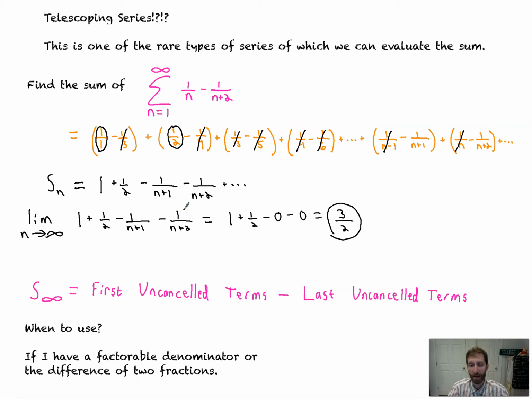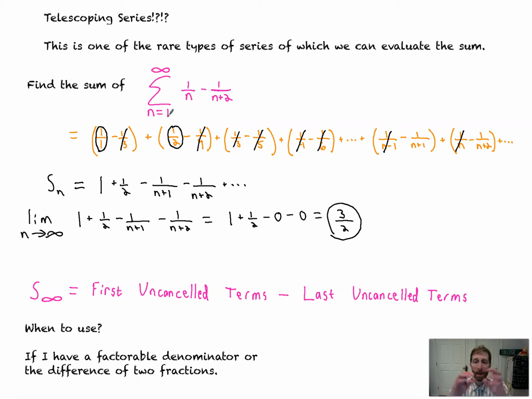It balances out like that. And then you take the limit as n goes to infinity, like we showed there, and we got our answer. It's not that bad. So when do you use this? If you have a factorable denominator or the difference of two fractions, it's a strong likelihood that you'll be using the telescoping series. Again, it's not on the BC exam, but that would be the situation where you would use it, and you'd likely be asked for the sum of the series.